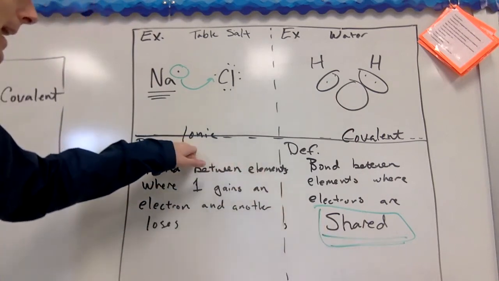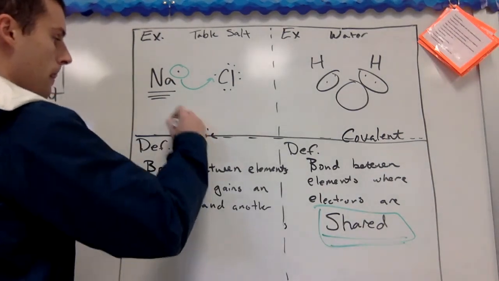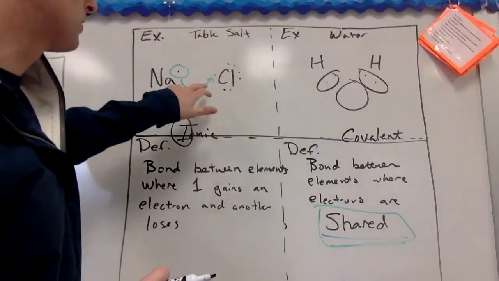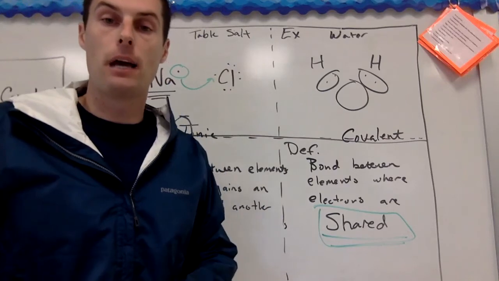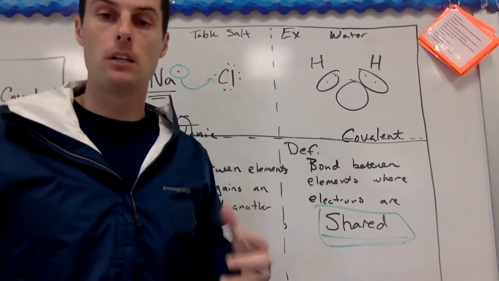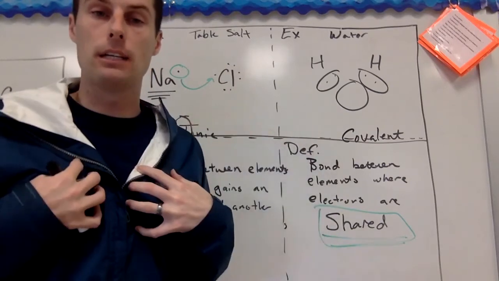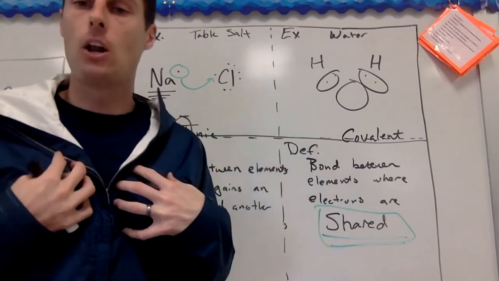When I think of ionic bonds, I think of this big I. There's no I in team, right? That's because this chlorine stole that electron from that sodium element. So it's I. I want the electron. Covalent, sharing is caring. Ionic, it's all about me.